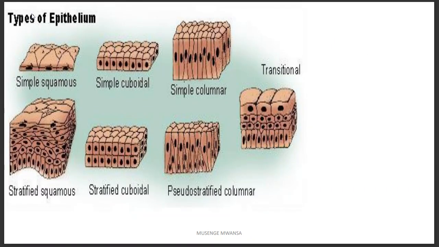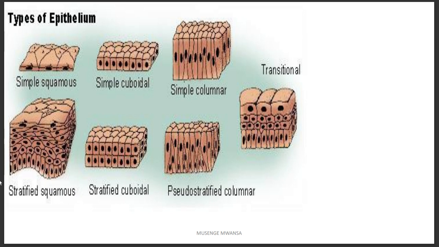So what are the types of epithelium that we have? We have got simple squamous, which is flat and one layer. We have got simple cuboidal, one layer but cuboid. Simple columnar, one layer but much longer. We also have stratified squamous, meaning a lot of layers, but the cells are what?